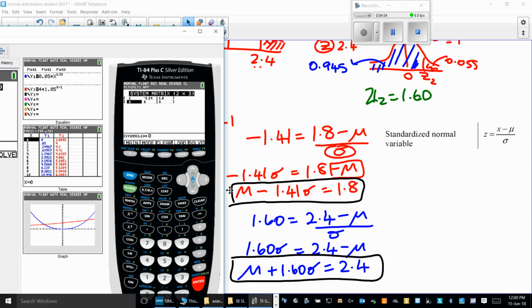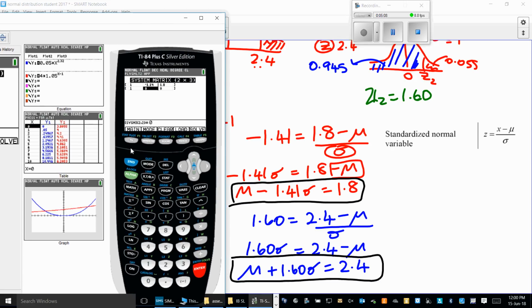So for the blue one now, what's my coefficient of m? 1. What's my coefficient of the standard deviation? It's positive 1.6. Okay, so I'm just going to type 1.6. And it's equal to 2.4. Okay, and then we press solve.